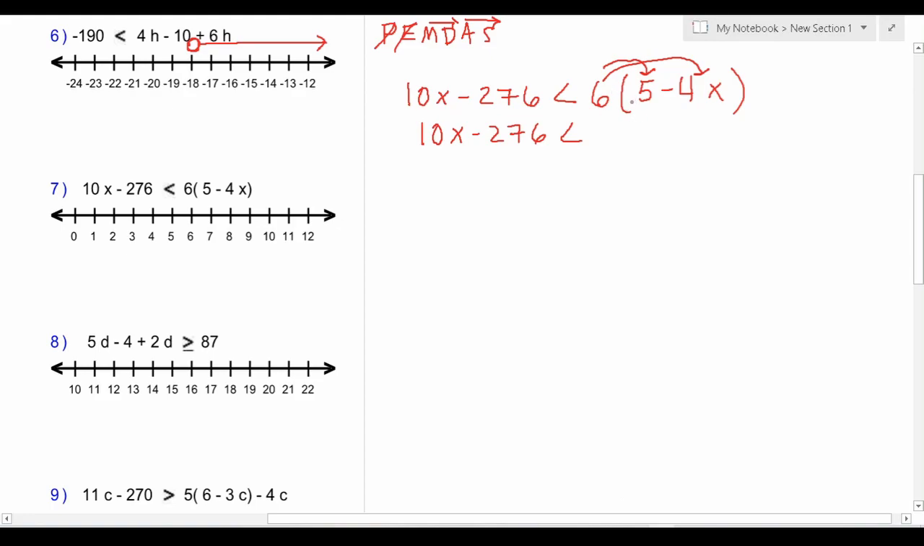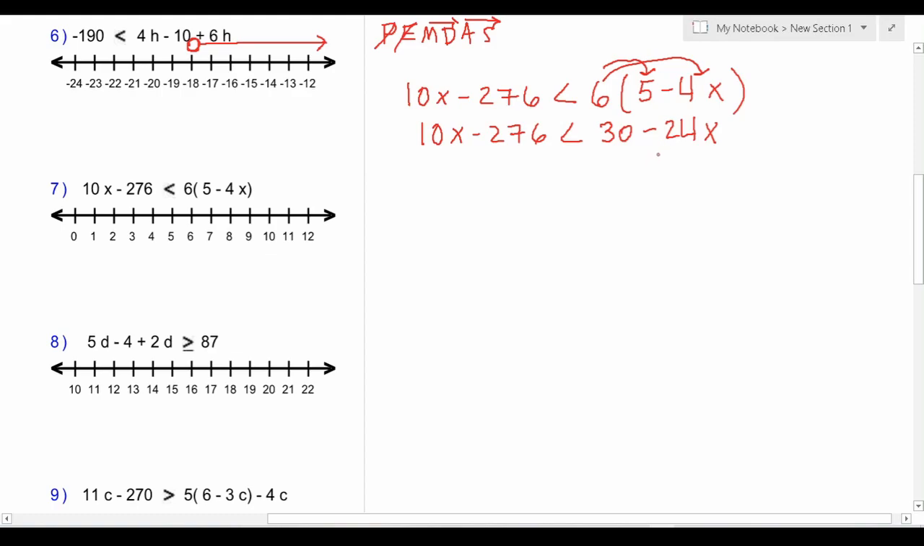And let's distribute the 6 accordingly. 6 times 5 is 30. 6 times negative 4x is negative 24x. Now at this point, again, we're pretty much done with the order of operations. We're just going to do addition and subtraction as we normally would. But that said, we do have to think about what we're going to do here to make this one very easy to solve. Again, I'm going to take this one step at a time.